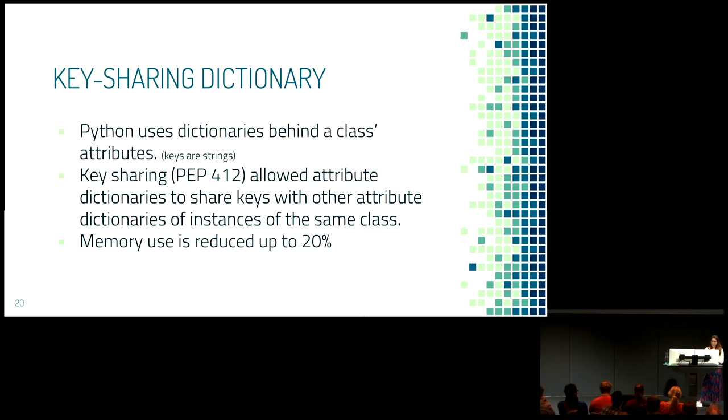OK, so there was a PEP 412 that basically says, OK, my dictionaries are going to have these keys that, if I instantiate my class several times, they all have the same keys. Maybe they can share these keys. I don't need to replicate the name. I mean, the value will be different, but the attribute name will be the same. And this led to a memory reduction of up to 20% in some cases. This was a change from 2012, I think. But this is still present today in the dictionaries we use.